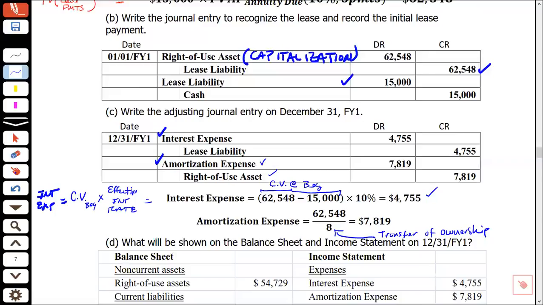All right, in the next lecture, we'll show the presentation, but that's the end of this, how to deal with a finance lease without a residual value. And we'll pick up on the next video.